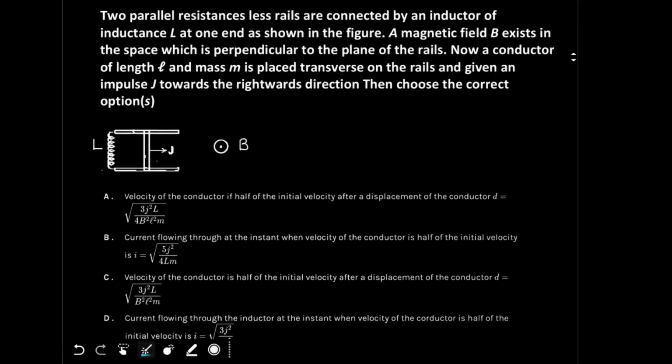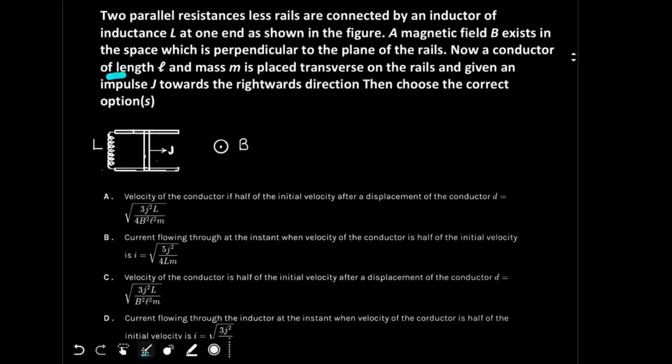Okay, now let's see this question from EMI. Two parallel resistance-less rails are connected by an inductor of inductance L at one end as shown in the figure. So two parallel rails, inductor L, magnetic field B exists in the space which is perpendicular to the plane of the rails. So magnetic field is perpendicular to the plane of the rails and coming out of the plane.